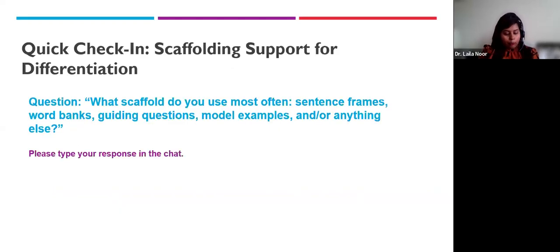So here is also a quick question: what scaffold do you use most in your classroom? Is it sentence frames, word banks, guided questions, model examples, or anything else? So you can respond here in the chat box if you use any type of scaffolded support in your classroom.